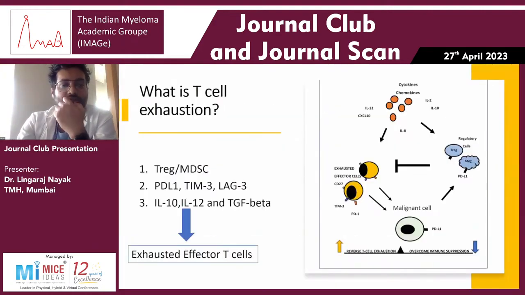Yeah, so what do we mean by T cell exhaustion? Whenever there are Tregs, inhibitory cytokines and inhibitory ligands, that creates a state of dysfunctional T cells, which may not be that effective in terms of its activation, persistence, or cell killing. And that leads to something called exhausted effector T cells. And that is important when we are talking about T cell engager based therapy. Next slide, please.